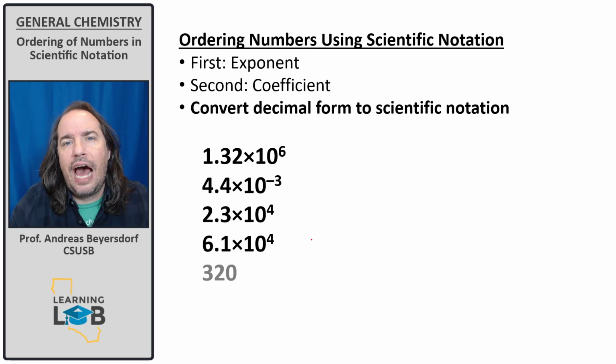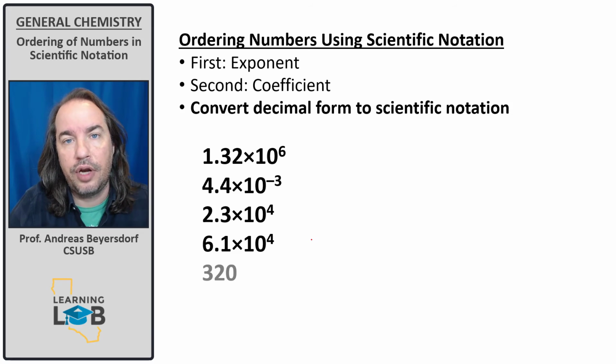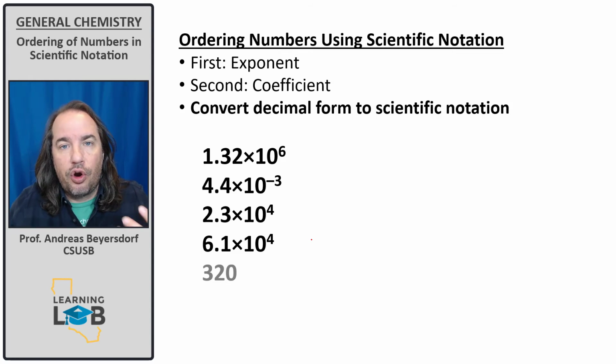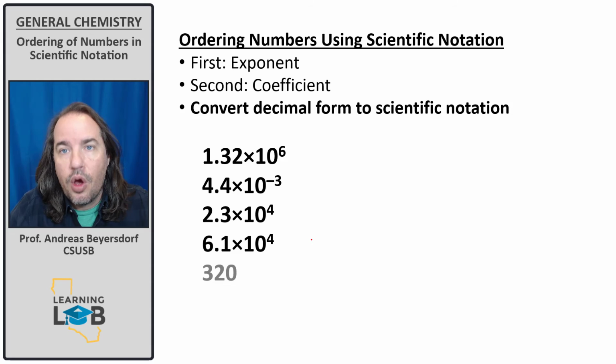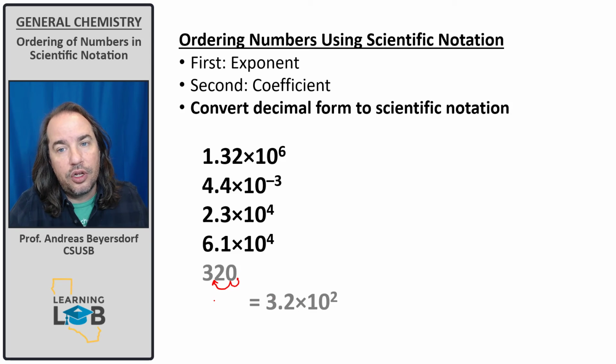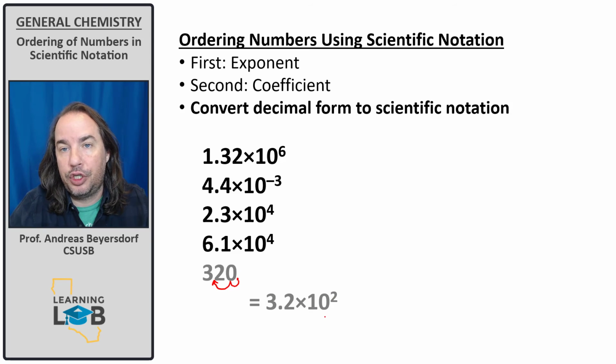Let's add one more thing. Let's say we have another number that's in decimal form, like 320. And we want to know whether this is larger or smaller than the others. Well, the key thing is that we need to convert this from decimal form to scientific notation. To do that, we would move the decimal place 2 places, so this would be 3.2 times 10 to the 2. We're moving towards the left, so that means it's positive 2.